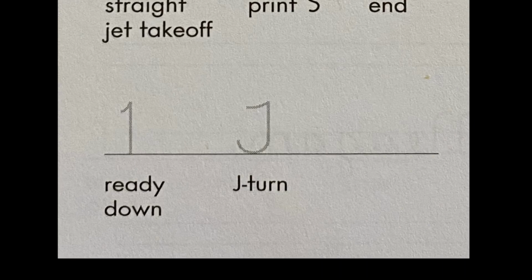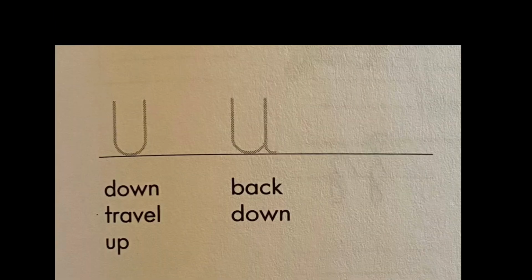Capital letter T, we start with the ready down. We make a J turn when we hit the bottom of the double line paper. Capital letter U, we start by moving down and traveling back up. Then you travel back down and travel along the bottom of the double line paper.